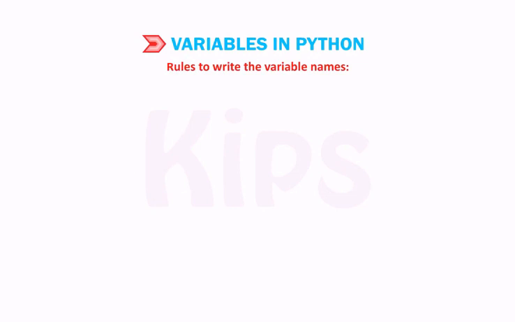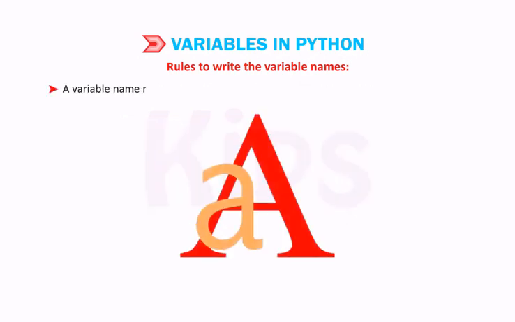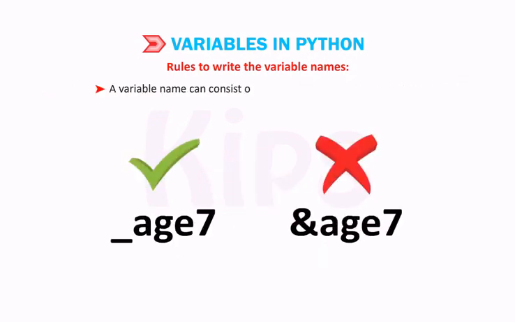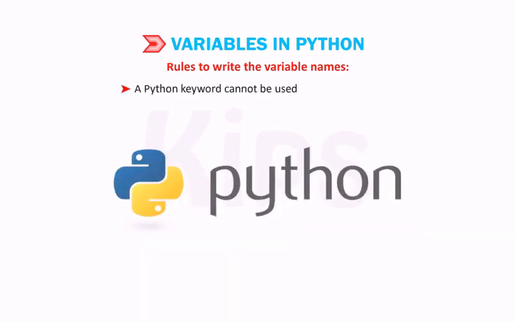Rules to write the variable names. There are certain rules in Python which have to be followed to form valid variable names. The rules for a valid identifier or variable name are: a variable name must start with an alphabet, capital or small, or an underscore. A variable name can consist of alphabets, digits, and underscore. No other character is allowed. A Python keyword cannot be used as a variable name.